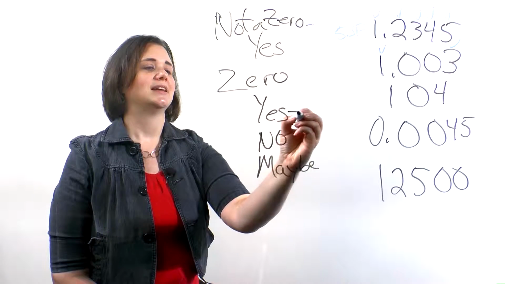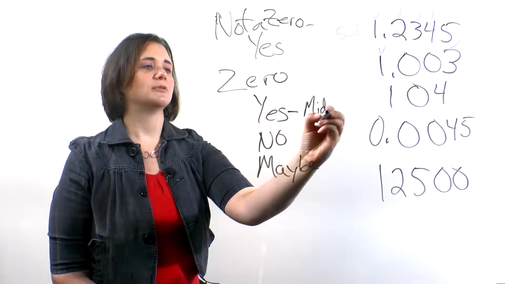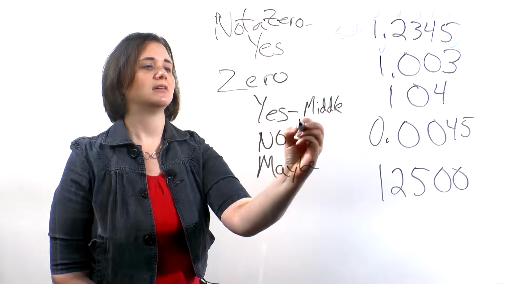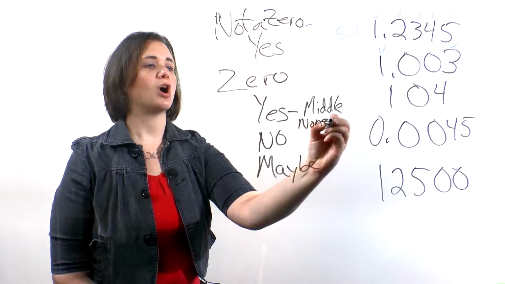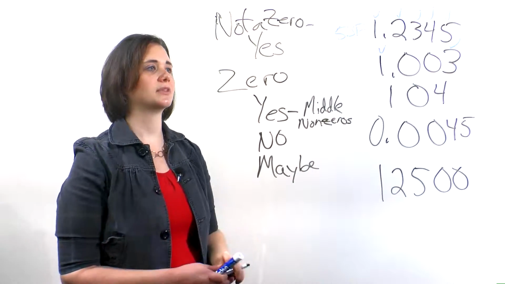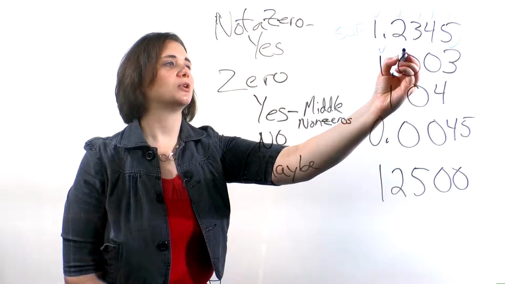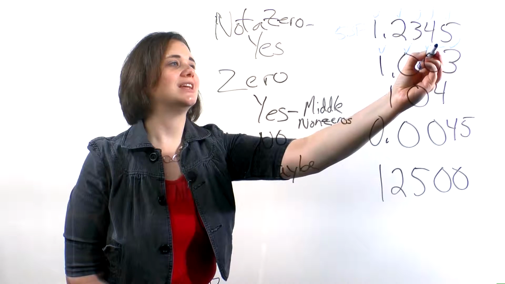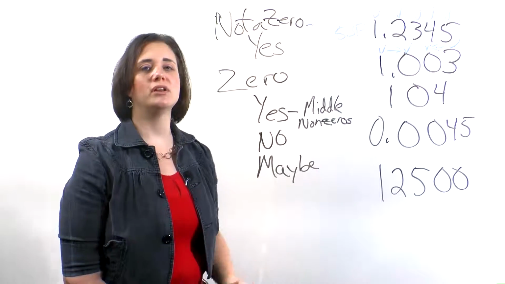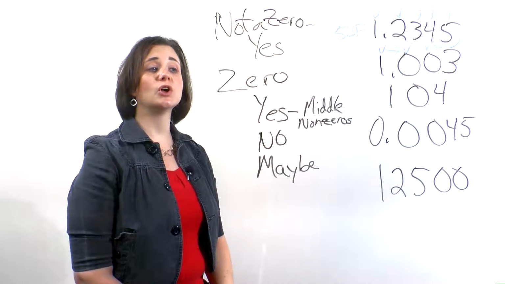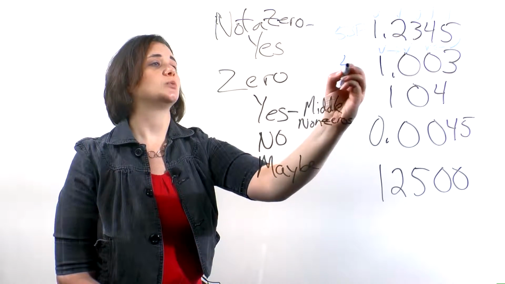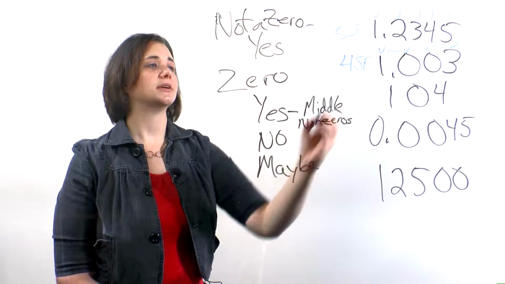So yeses, if they're in the middle of non-zeros, then we're always going to say yes. So in this example that we started, we had a 1 and a 3. There's 2 zeros that are in the middle of the 1 and the 3, the two things that are not zeros. So those we're going to count. So in this case, we have 4 sig figs.